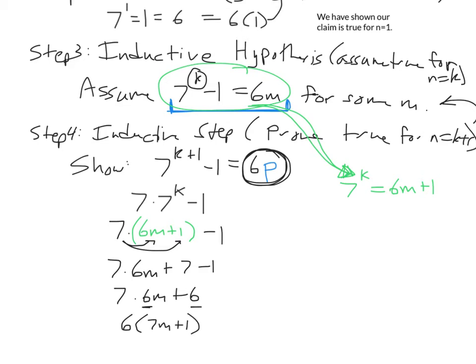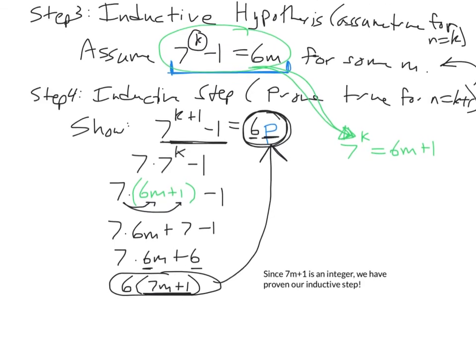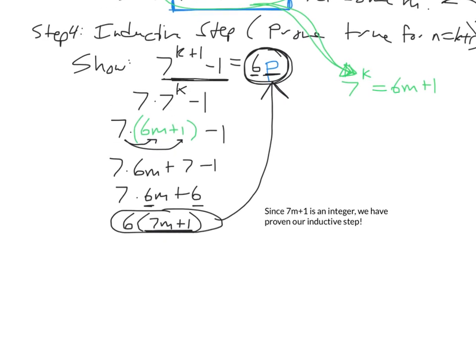and there it is. This 6 times 7m plus 1 is showing that this k plus 1th expression is indeed 6 times some integer p. If you really care, that integer p is 7 times whatever m was plus 1. The important part is these are both integers. And here I decided to add a little bit of clarity. Since 7m plus 1 is an integer, we've proven our inductive step. At this point, all I need to do is go on to step 5, which is our conclusion, same as it's been for all of these other induction problems that we've done.